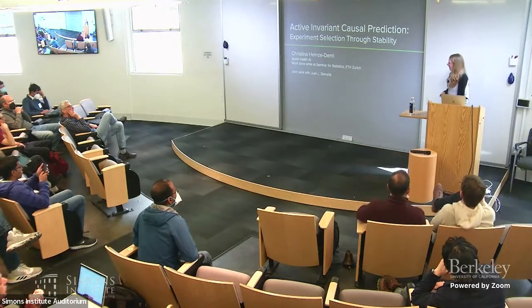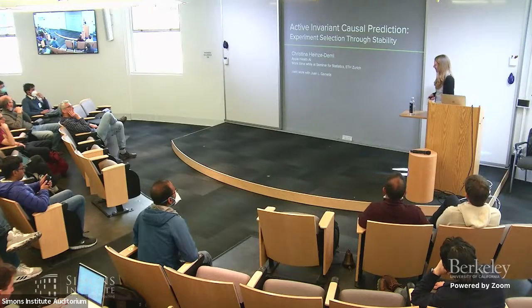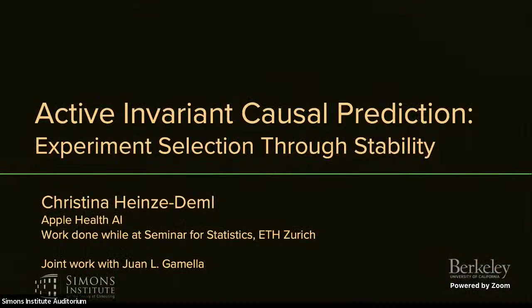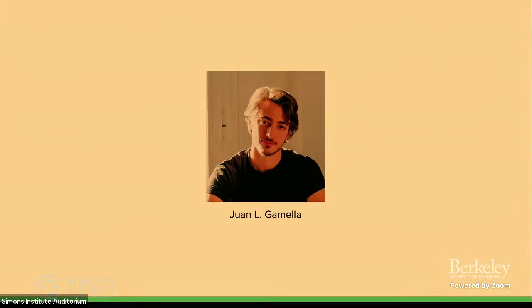So I'll talk about active invariant causal prediction, experiment selection through stability. Very recently, I joined the Health AI team at Apple, but this work was done at ETH at the Seminar for Statistics. And this is joint work with a PhD student I co-supervised there, Juan Gamella.